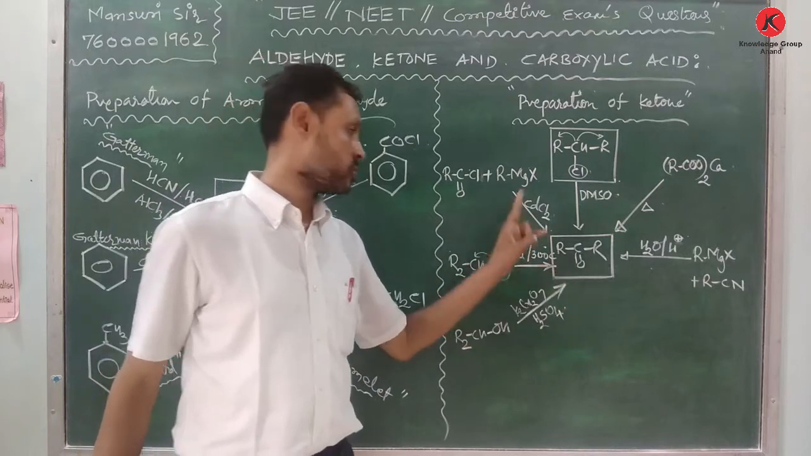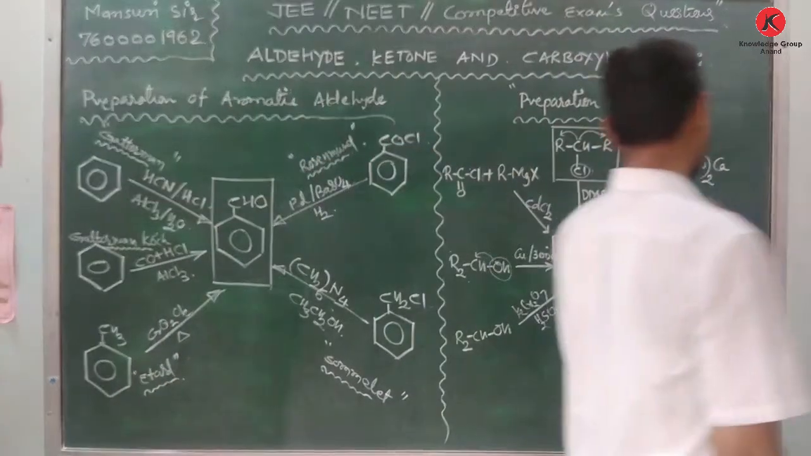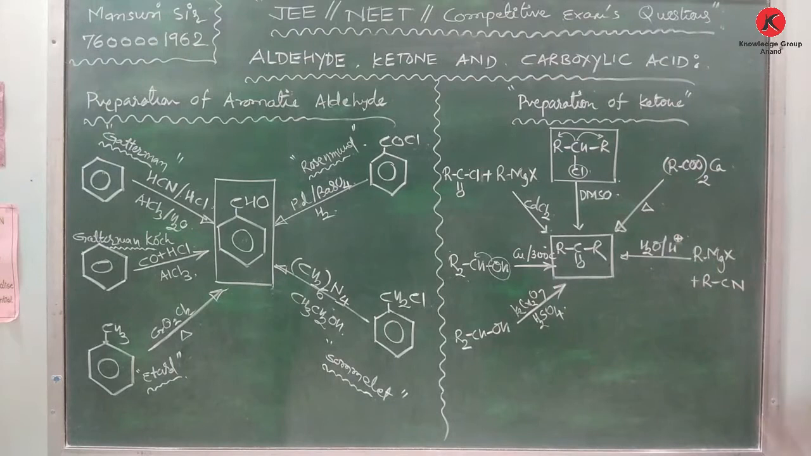Thereafter secondary alcohol reacts with acidic K2Cr2O7. They also form ketone. Thereafter we can say that calcium carboxylate, when it is heated, forms ketonic compounds. Thereafter, RMgX, a Grignard reactant, reacts with a cyanide compound and then gets hydrolyzed. That is why ketone is formed. So these were my preparations of ketones. This was my summary.